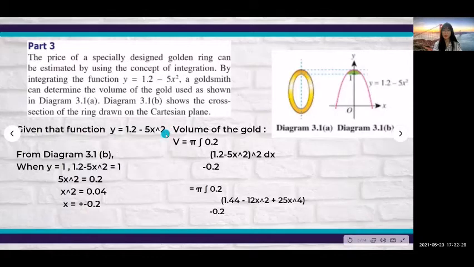Second, we want to find the volume of the gold. We can use the integration formula to find our volume. This is the formula, and I apply all the information I got just now into it. It equals pi times the integral from negative root 0.2 to root 0.2, where root 0.2 is the x value, and this is the function y squared dx. Here we expand the equation, and we can get 1.44 minus 12x squared plus 25x to the power of 4.